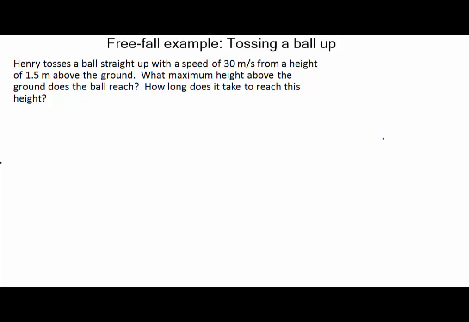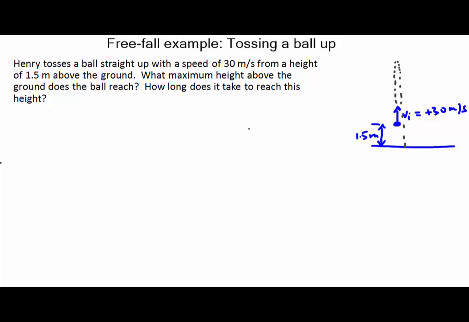information in that picture. So here's my ground level, and here's the height from which Henry tosses the ball up. And it's given to us that this height is 1.5 meters. And it says that he tosses it straight up with a speed of 30 meters per second, which gives me an initial velocity of plus 30 meters per second. And once the ball is released, it's going to move up, slowing down as it gains more height, and eventually it'll momentarily come to a stop before it falls back down and gains speed, eventually hitting the ground.